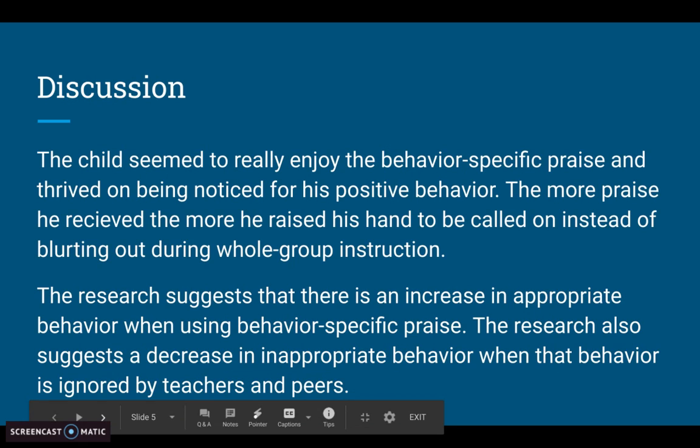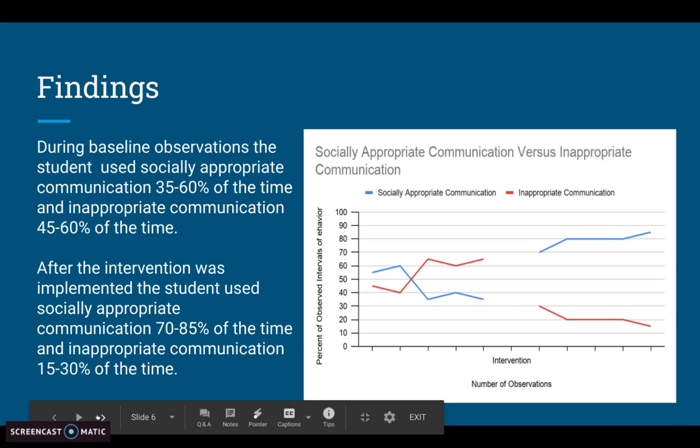The research from the article suggests what we saw in our intervention, that an increase in appropriate behavior would come from using behavior-specific praise, and that a decrease would come in inappropriate communication when that behavior was ignored by the teachers and his peers. The student's baseline socially appropriate communication was 35 to 60% of the time, and after the intervention, it increased to 70 to 85% of the time. His inappropriate communication at baseline was 45 to 60% of the time, and after the intervention, it decreased to 15 to 30% of the time.